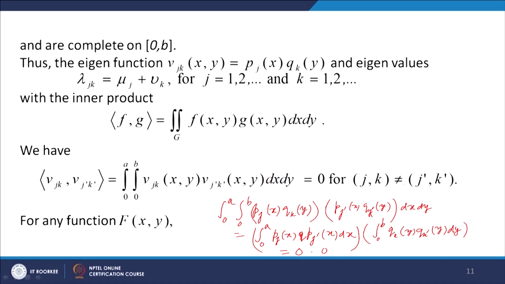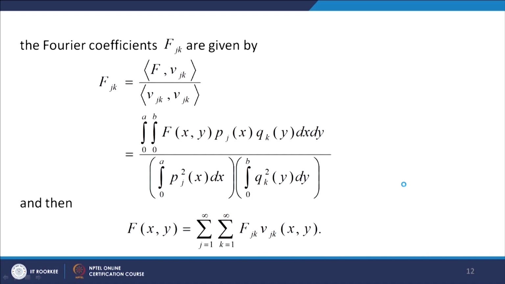Now for any function f x y, the Fourier coefficients f j k are given by the inner product of f with v j k, divided by the inner product of v j k with v j k. The inner product of f with v j k is integral 0 to a, 0 to b, f x y p j x q k y dx dy.